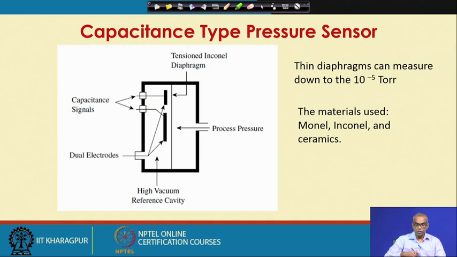Capacitance type pressure sensor. This consists of thin diaphragms and can measure pressure down to 10 to the power minus 5 torr.